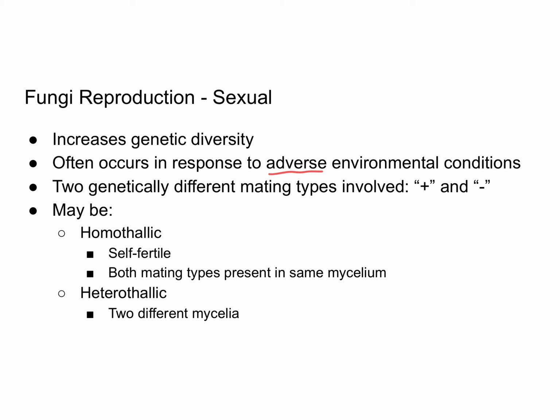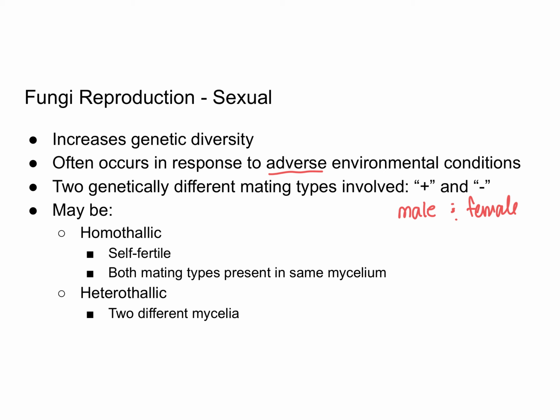Now, with sexual reproduction, there are two genetically different mating types involved, and with fungus, we refer to those as just positive and negative. But this is similar to what we see in humans, where we have male and female. However, with fungi, we don't have the genetic kind of sex determination. So we don't have XX or XY chromosomes, and they don't really have the kind of genitalia structures that would make one be considered male versus female. So it's not exactly like male versus female. It just means that there are two cells involved, and those cells are genetically different from each other.